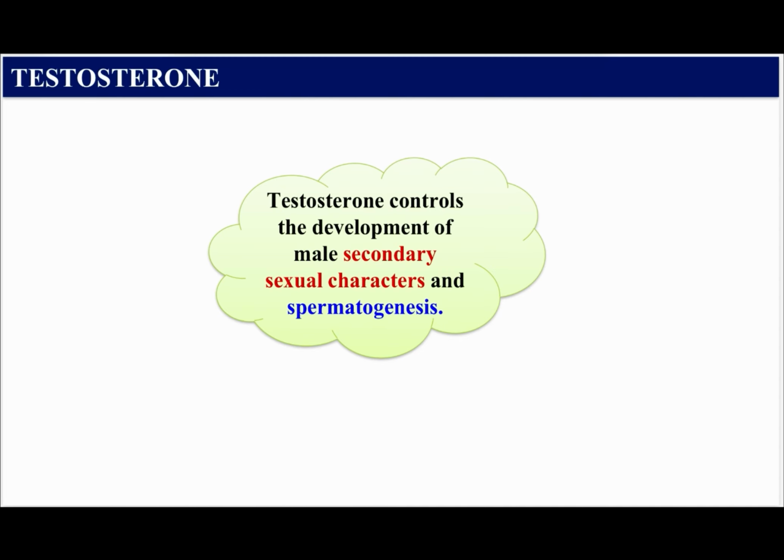Now, what is the function of testosterone? Testosterone controls the development of male secondary sexual characters as well as spermatogenesis. So, development of male secondary sexual characters and spermatogenesis are controlled by testosterone.